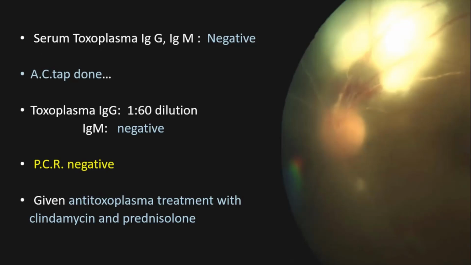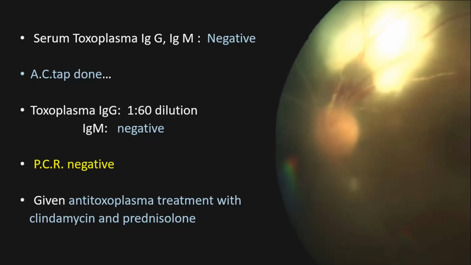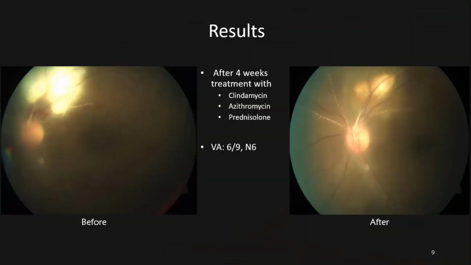So it doesn't mean that we have ruled out toxoplasma, because serology has to be taken with a pinch of salt. And we did an AC tap, and again the IgG was 1:60, IgM was negative. PCR again did not support us. What do you do? Start with anti-toxo treatment. After treatment, you see the change in the appearance.